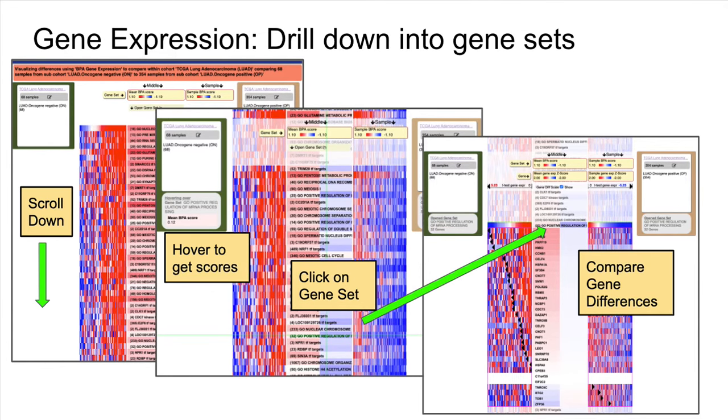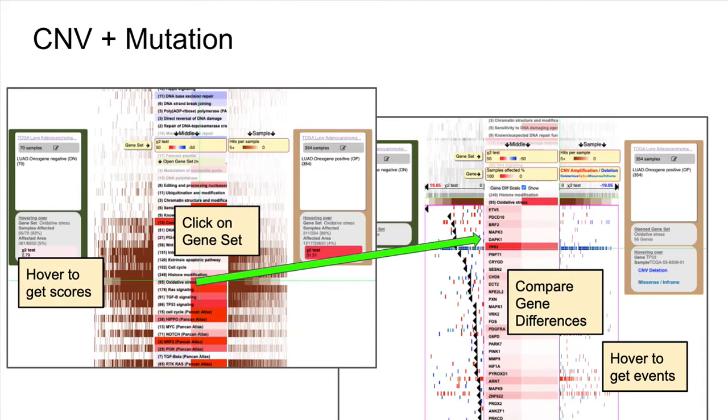As you're doing the gene expression, as you saw in the video, you can scroll down. So if you have 200, you can scroll through all 200. You can hover over the individual gene sets or the gene samples to see the individual score. And in the gene view, when you've drilled down, you can compare the differences across individual genes to see how those end up being sorted out as well.